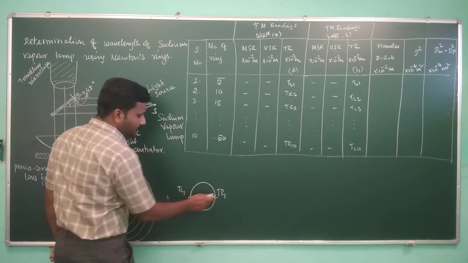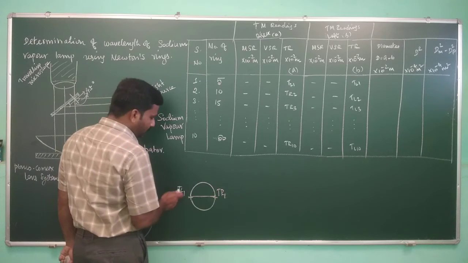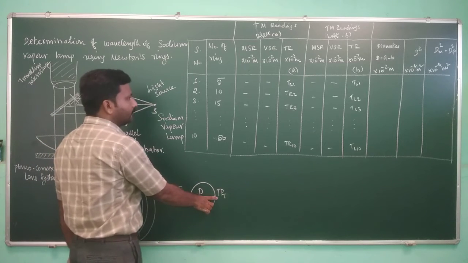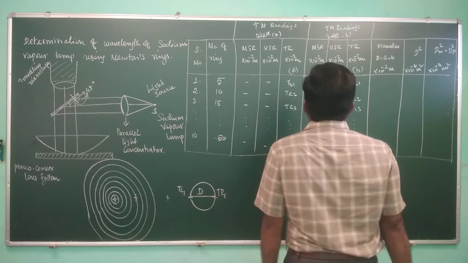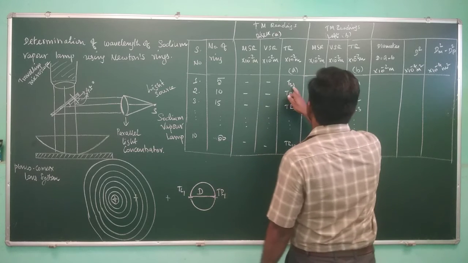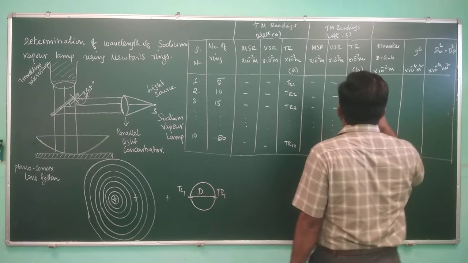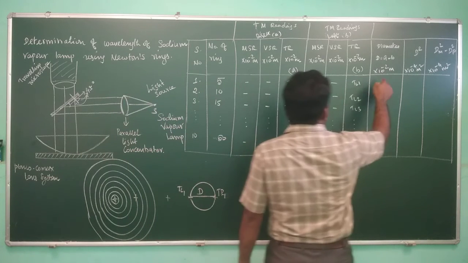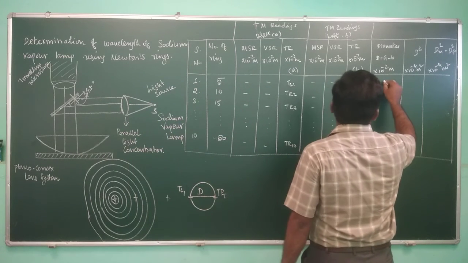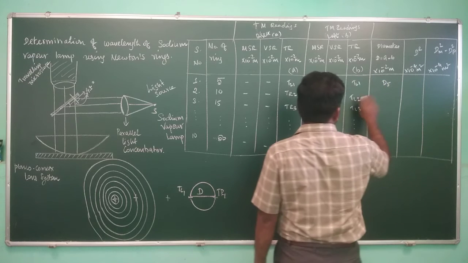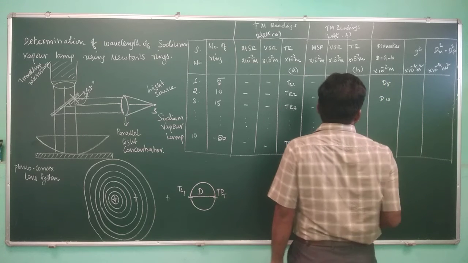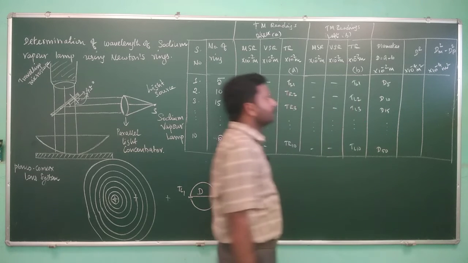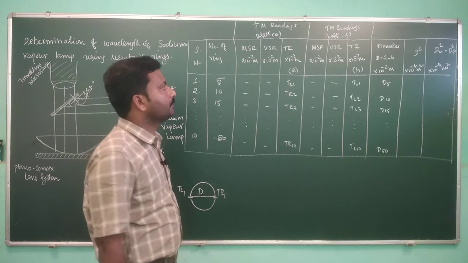When you take the difference between TR1 and TL1, that is nothing but the diameter of the 5th ring. We can subtract the smaller number from the bigger number of these two, and we get the diameter. This diameter will be D5. This is the diameter of the 10th ring, this is the diameter of the 15th ring, and so on. We will get the diameter of the 50th ring. Okay, fine.